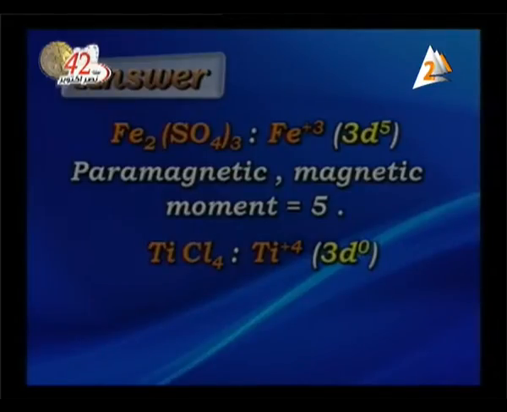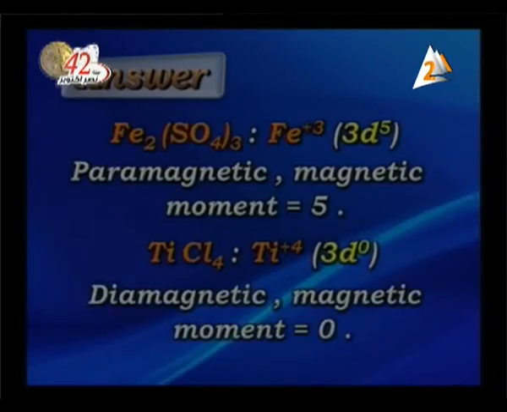While in titanium 4 chloride, the titanium here has oxidation state positive 4. That means the electronic configuration will be argon 18, 4s0 and 3d0. That means it is diamagnetic and has 0 magnetic moment.